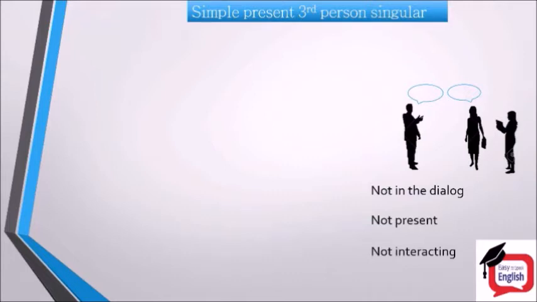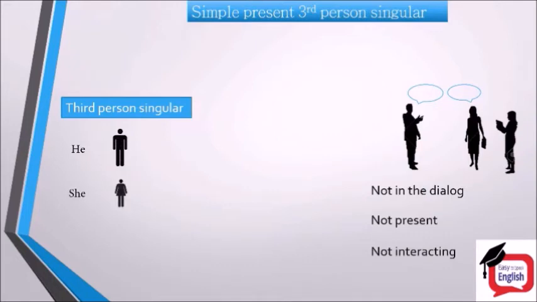In the third person singular, if it is a man, I will say he. If it is a woman, I say she. And if there is no gender, I will say it. The explanation of it we have done in another video.